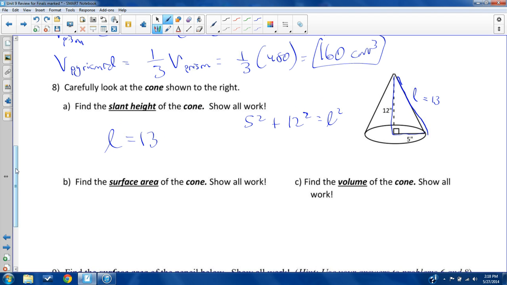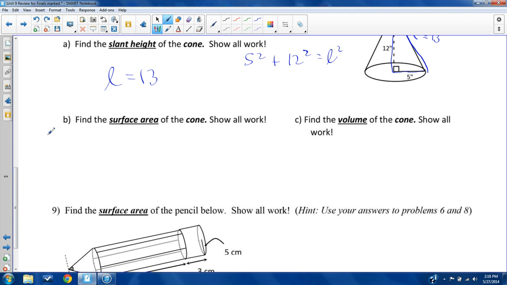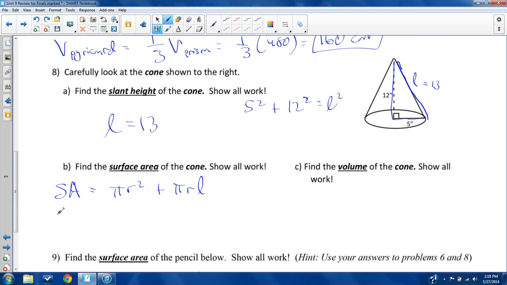Find the surface area of the cone. Show all work. Okay, you'd have to look back at your other sheet if you don't remember it. Let's see if I remember it. It's going to be the area of your base for sure, plus pi RL: pi times the radius of the circle times the slant height of the cone. So your R is 5, slant height is 13, so plug them in. Surface area is pi times 5 squared plus pi times 5 times 13. That equals 25 pi plus 65 pi.